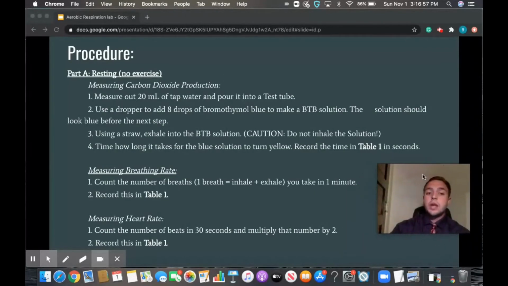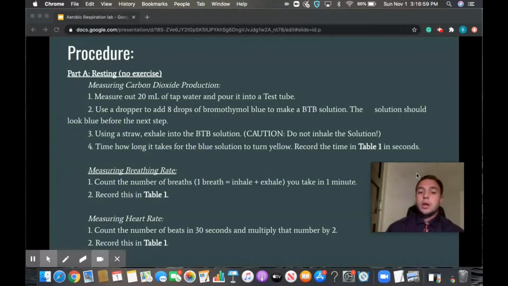Following that, we're going to count the number of breaths that you perform in 1 minute. An inhale and an exhale is equal to 1 breath. We count how many of those and record that data in the table. Finally, we're going to measure our heart rate, which is the number of beats in 30 seconds. We measure our pulse, and after 30 seconds multiply it by 2 and record those results in the table.